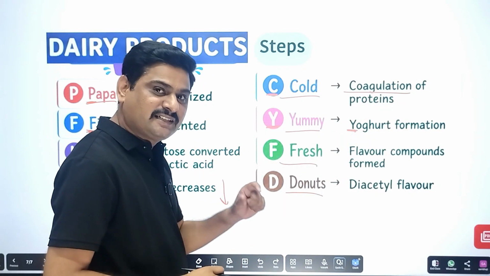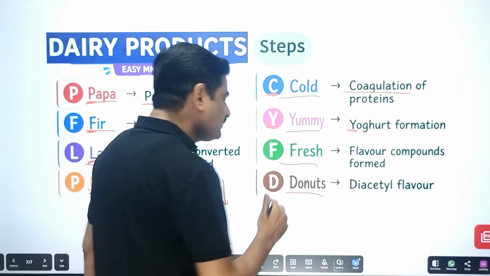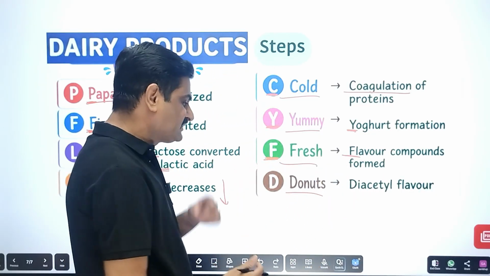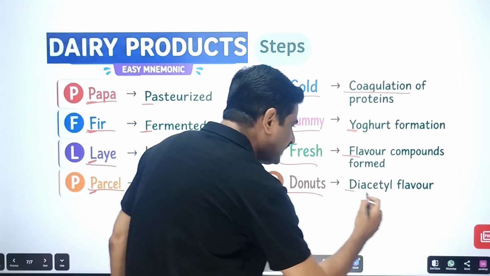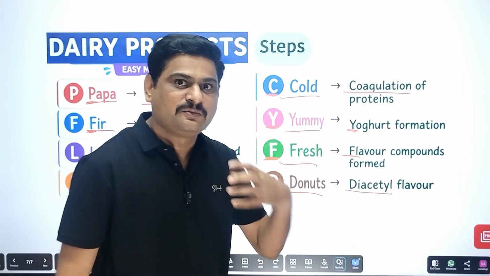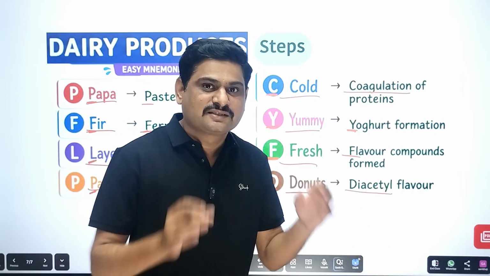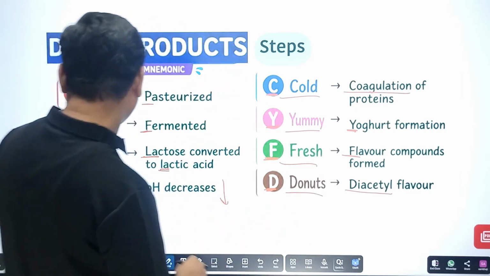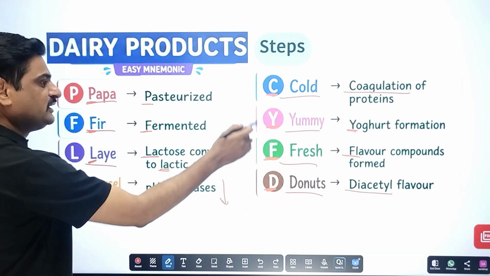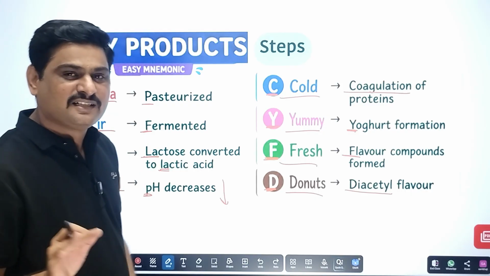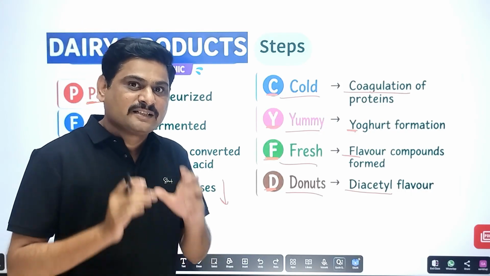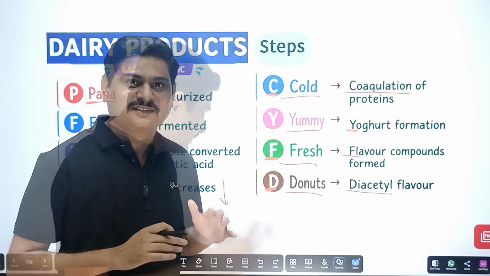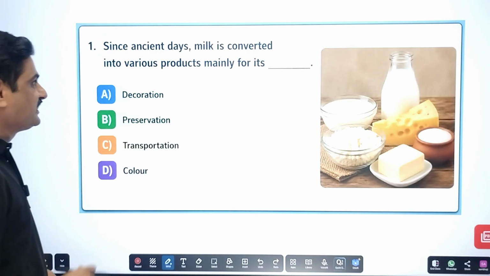Clear? Now last I informed you some flavor giving compounds also form. So F for flavor. So flavor giving compound, one example I also gave you, D for diacetyl. Diacetyl is a flavor giving compound in butter. So just learn this, and all your basic steps of dairy product will be complete. Papa fir laye parcel, cold yummy fresh donut. Is it clear? So this is all about the basic steps of any dairy product which is made using milk. Check how much of your understanding is completed here.